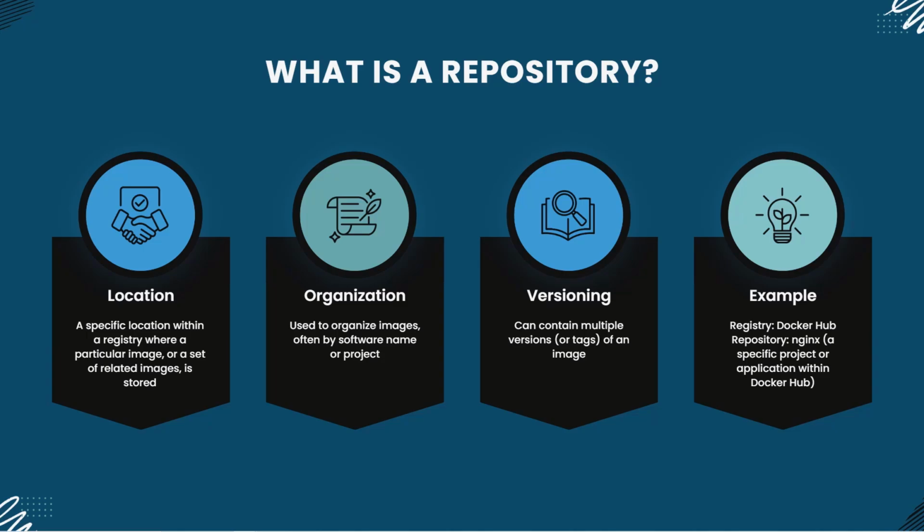When you refer to an image with the docker pull command, you are accessing the registry, which is Docker Hub by default unless specified otherwise. Then you're pulling an image from a specific repository, in this example Nginx, and then you're fetching a specific tag or version, for example latest.